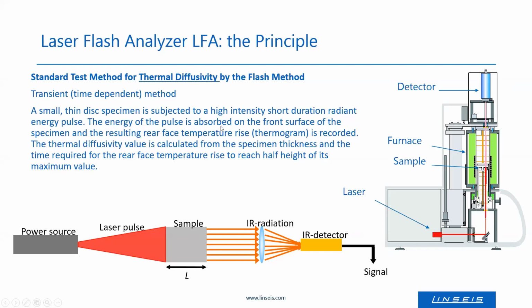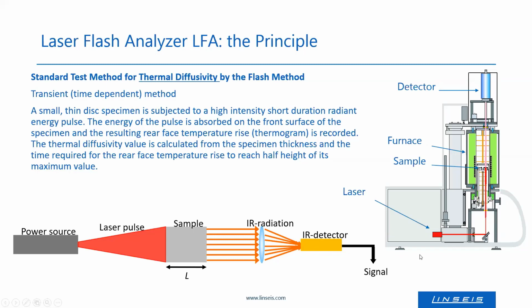This energy pulse is absorbed on the front surface of the specimen. So on this surface, the energy is absorbed, and then the energy will travel through the sample and will come to the rear face. And the resulting rear face temperature is recorded. So there is a detector, usually an infrared detector, observing the rear face of the sample and monitoring the temperature increase during time. And from this detector signal, you can get thermal conductivity. How this is done will be shown on the next slide.